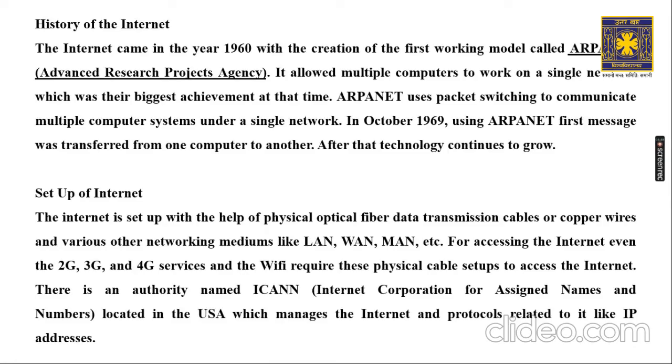Let us discuss the history of the internet. The internet came in the year 1960 with the creation of the first working model called ARPANET. The full form of ARPANET is Advanced Research Projects Agency Network. It allowed multiple computers to connect, and at that time ARPANET was the biggest achievement. ARPANET uses packet switching to communicate between multiple computer systems under a single network. In October 1969, using ARPANET, the first message was transferred from one computer to another. After that, technology continued to grow.